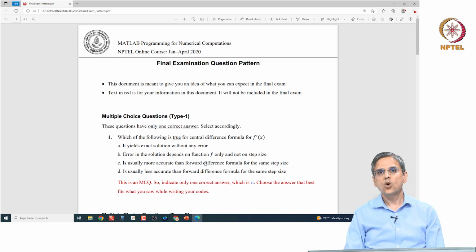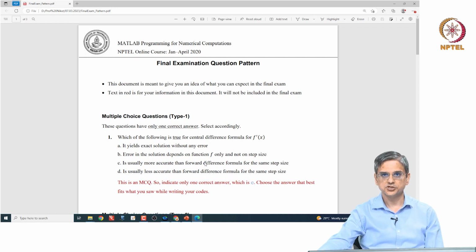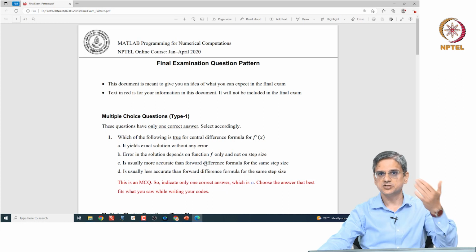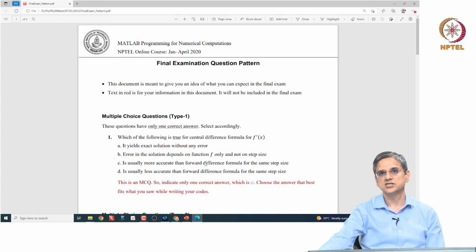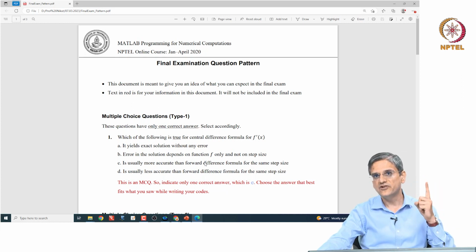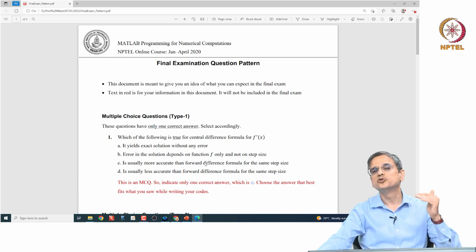So, what are the types of questions that you can expect in the exam? The first type of questions will be multiple choice questions. Multiple choice question means there is a question and there are multiple choices that are given. You have to mark only one correct answer. There are no negative markings, so feel free to guess an answer if you do not know the answer to that question.